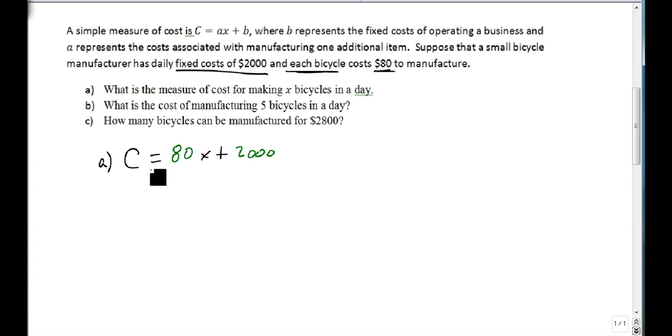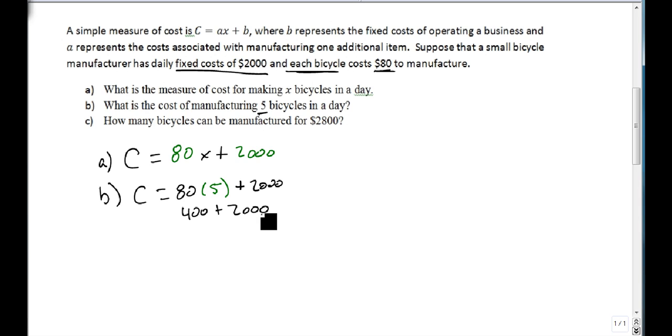If we know what X is, we can find our matching C. In the similar vein for part B, now we want to know how much money it costs to make 5 bikes. We're going to use the same formula. C equals 80 times, we're making 5 bicycles. We're going to add 2,000 to that. 80 times 5 is 400, plus 2,000 means that my cost for making 5 bikes is $2,400.